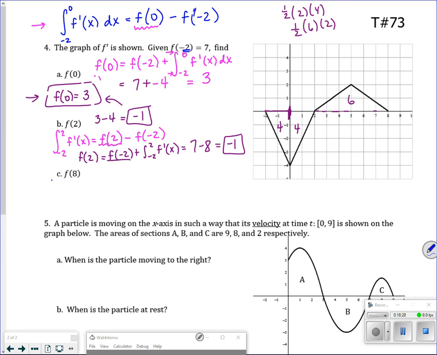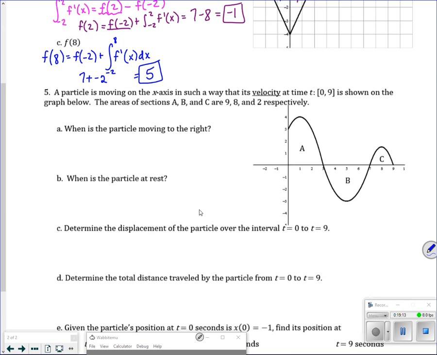I think by now you can be with me that f of 8 is going to be where I started at f of negative 2. I'll just go from the original plus the integral from negative 2 to 8, or the change. So I would have 7 plus the integral from negative 2 all the way to 8. I have 8 below, 6 above, so that would just be overall a minus 2. And I would get an answer of 5. Great, great questions here.